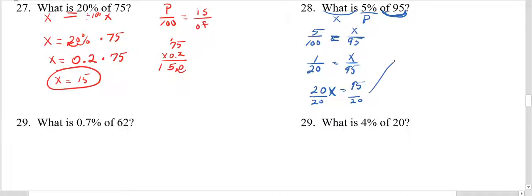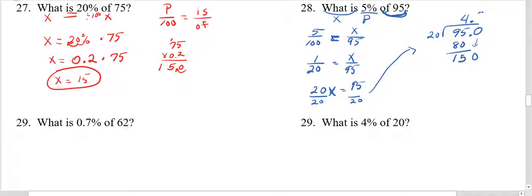So I'm going to go up here and do 20 goes into 95. So 20 goes into 90 4 times, because 4 times 20 is 80. 95 minus 80 is 15. So I've got a remainder, so I put a decimal, take it straight up. Since I have a whole number here, I don't have to worry about a 0. But I do have to put a 0 after the decimal, and then just bring it straight down. So 20 goes into 150.